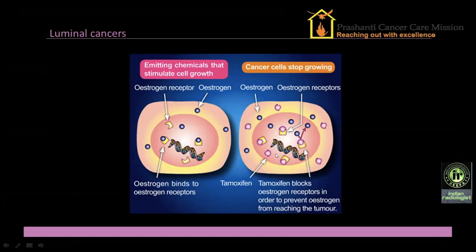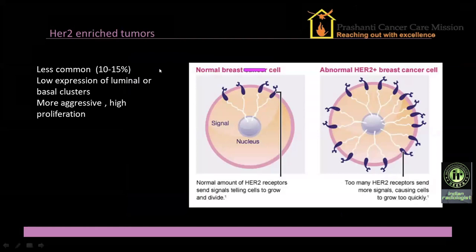The second group of tumors are the HER2-enriched tumors. These are more aggressive and have a high proliferation. Fortunately, they are less common, about 10 to 15% of all breast cancers. What is peculiar to them is the overexpression of the HER2 receptor protein, that is the human epidermal growth factor receptor, which in turn leads to sustained signaling of the nucleus to undergo cell proliferation.